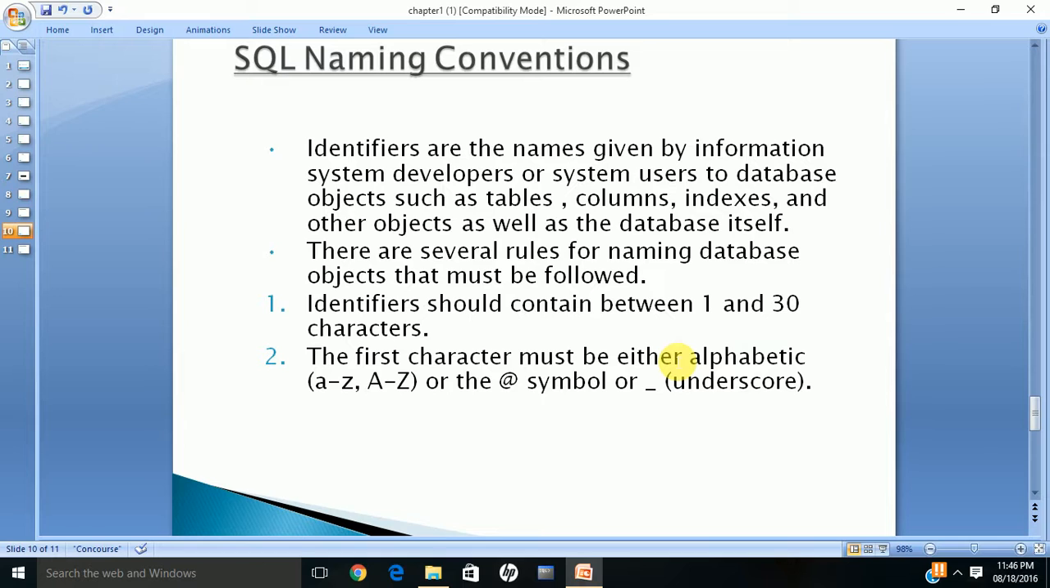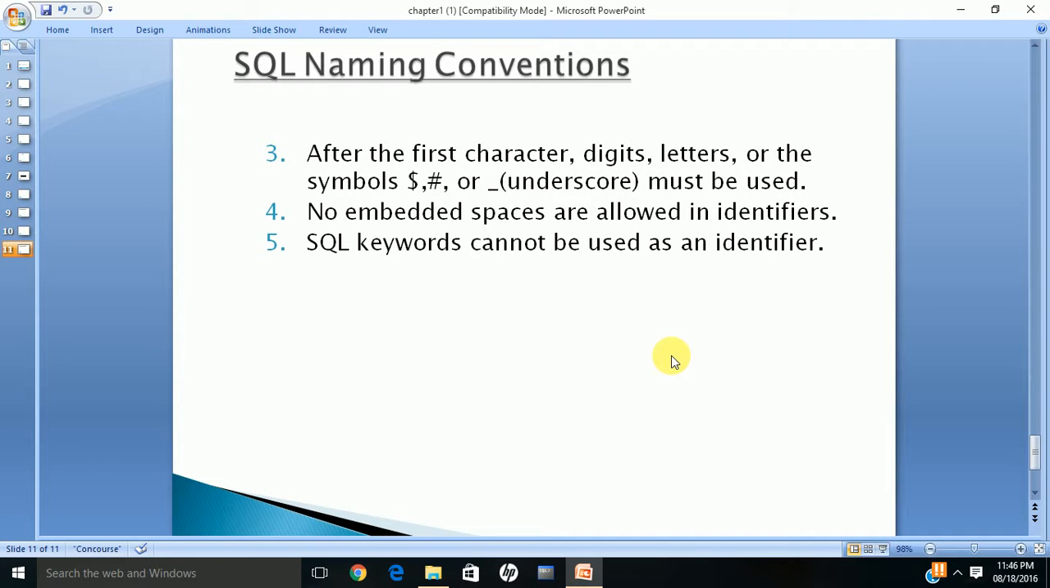The first character must be a letter, the at sign, or an underscore. You cannot begin with a digit. After the first character, you can use a digit, letter, or symbol such as dollar, anything. But the first character should be an alphabet, an underscore, or the at sign. In the identifier, you cannot provide a space. And SQL keywords cannot be used in it either.